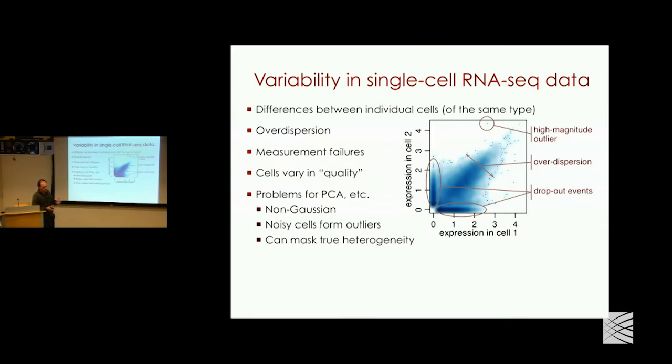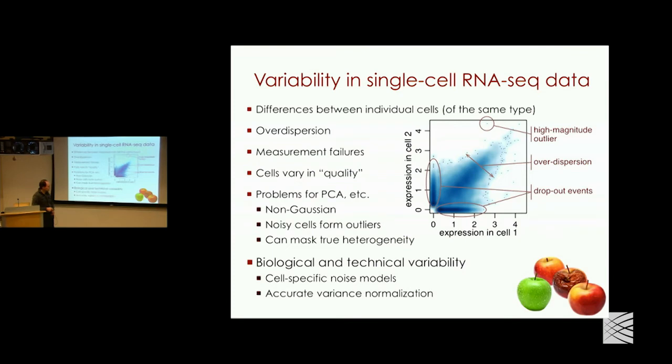Count data in general is non-Gaussian, so you always have to worry about normality assumptions when you're applying these methods. Noisy cells, again, tend to form outliers that will essentially mask your true biological heterogeneity. I'm using apples for cells here as a metaphor, but what we've been trying to do so far is basically come up with accurate models for cell-specific noise effects, and then try to propagate that forward into population-wide measurements such as variability of, let's say, a given gene across an entire set of cells.